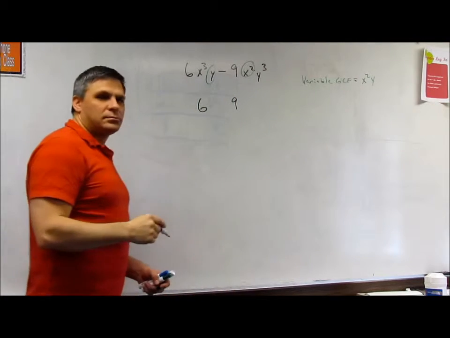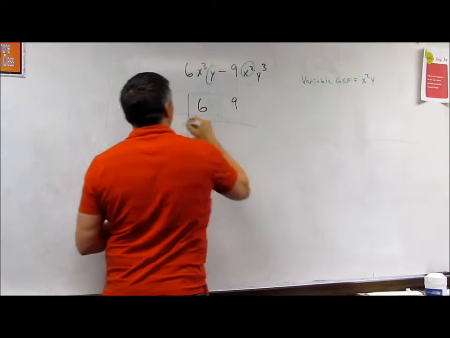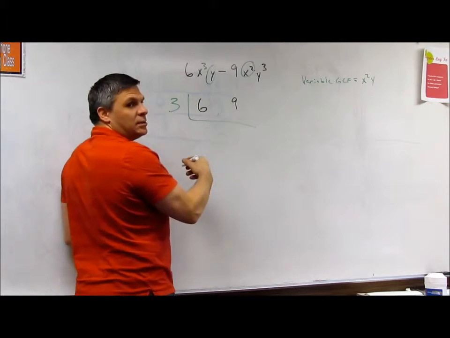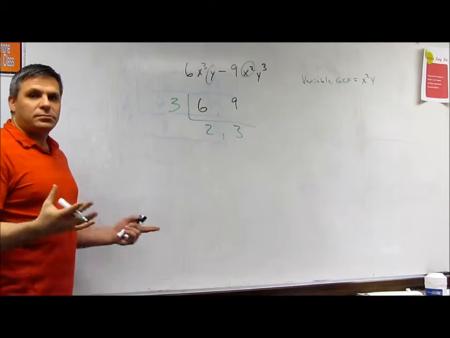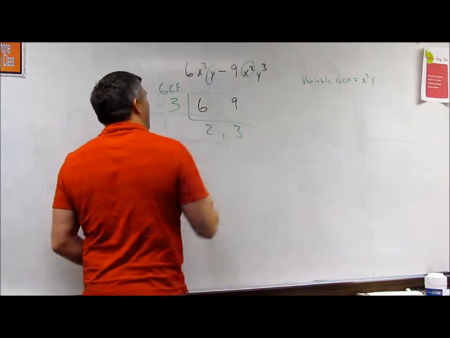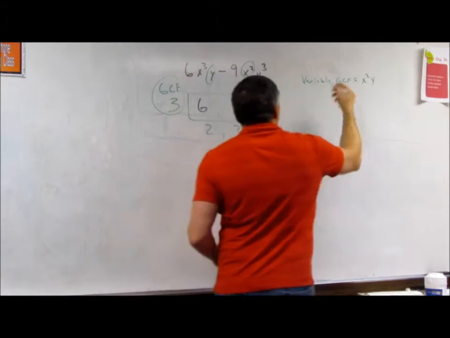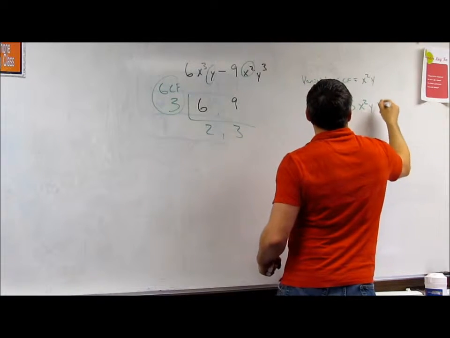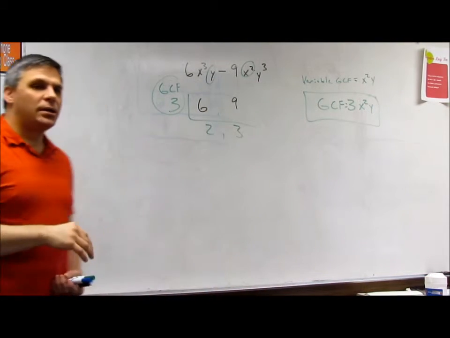And when I break that down, I have 2, no. 3, yes. Twice and 3 times. So, does anything go into 2 and 3? No. So my numerical GCF is 3. So now I know that my GCF is 3x squared y. Okay?